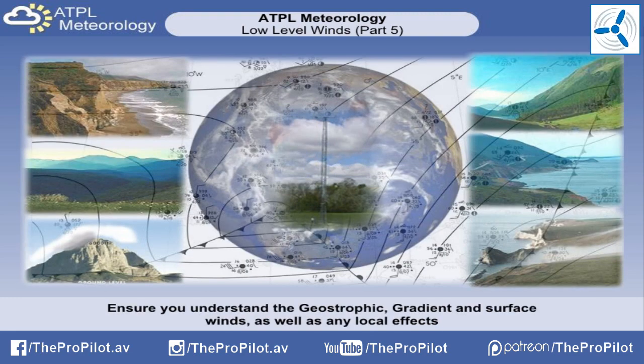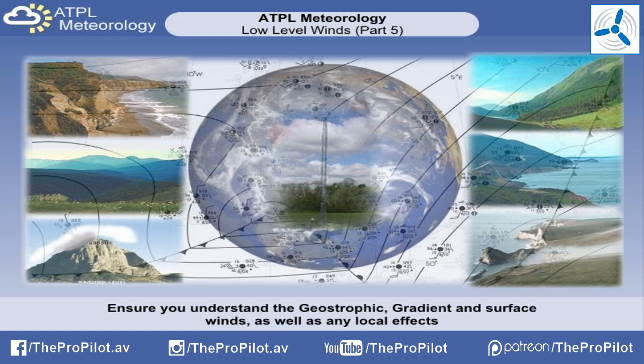This completes the lesson on low-level winds. Ensure you know the difference between the geostrophic and gradient wind, especially how the forces interact and change. Surface winds are always best understood when comparing them to the geostrophic, so be sure to remember how the two types of wind differ in direction and speed.